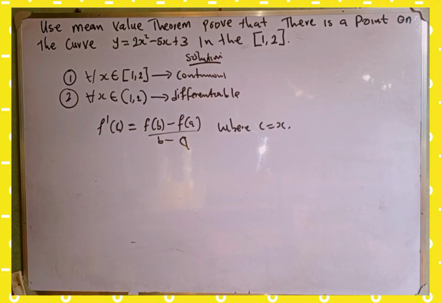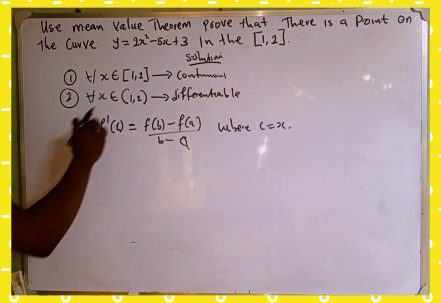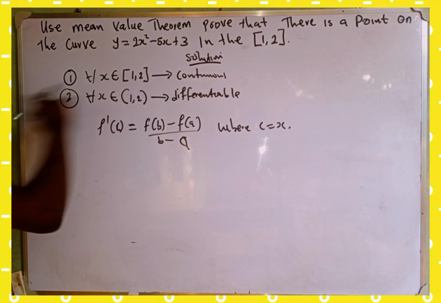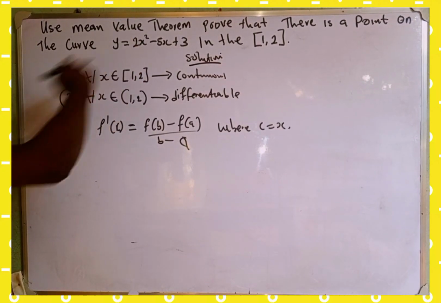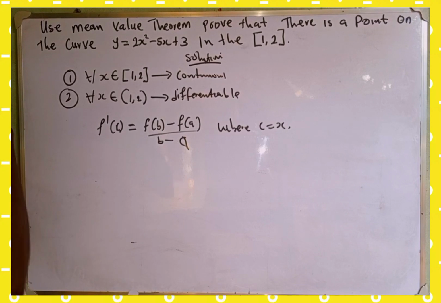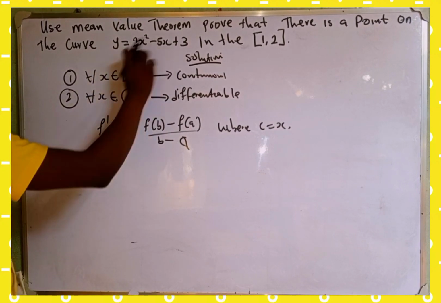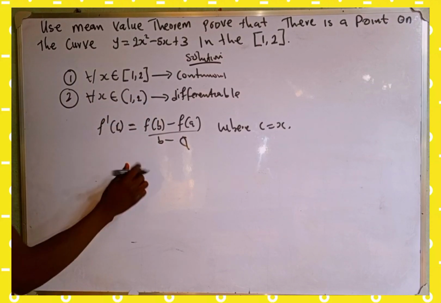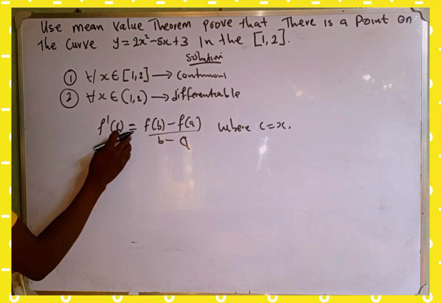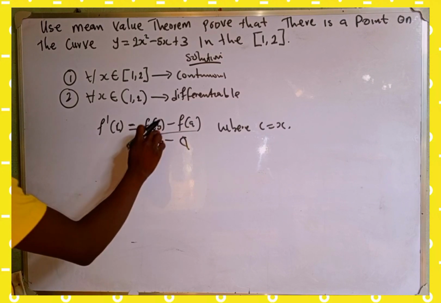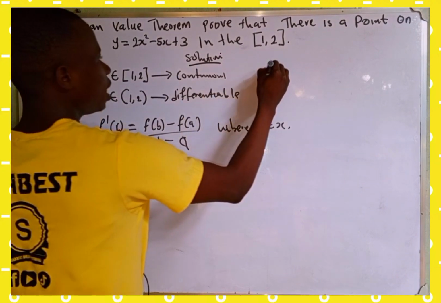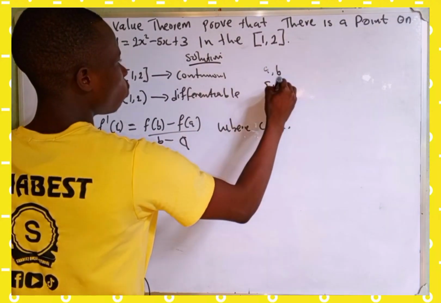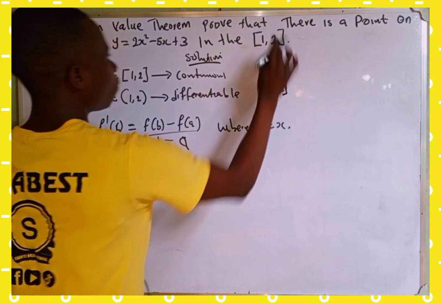Now let us check. Number 1, for all x that is an element of the closed interval 1, 2, is the function continuous? If you look at this function, it's a polynomial function, which is a continuous function. Condition number 2: any polynomial function is differentiable, so this function here is differentiable. So let us look at the last one. F prime of c is the same as f of b minus f of a all over b minus a. Recall from the question, a, b is the same as 1, 2.